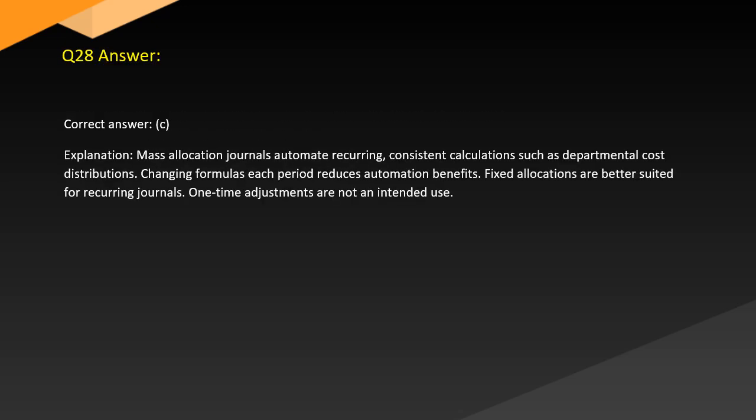Answer. Correct answer: C. Explanation. Mass allocation journals automate recurring, consistent calculations such as departmental cost distributions. Changing formulas each period reduces automation benefits. Fixed allocations are better suited for recurring journals. One-time adjustments are not an intended use.